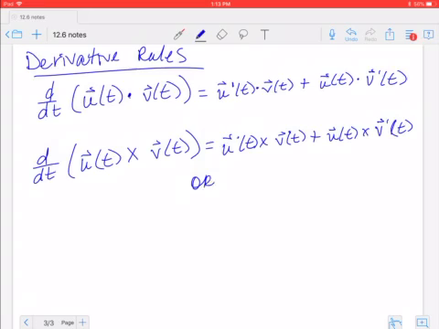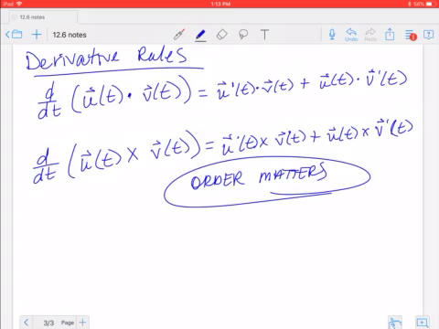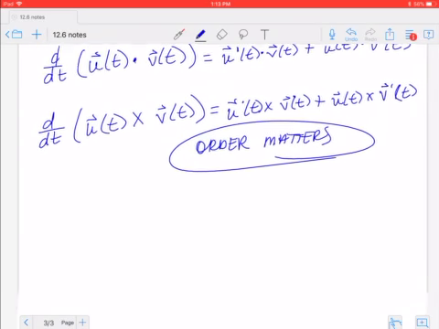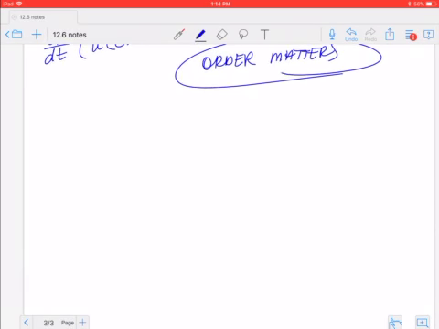One thing I will say is that the order matters. So make sure you take care of that because you're crossing these values. The order definitely matters whenever you're doing that cross product. Okay. So let's do this example.